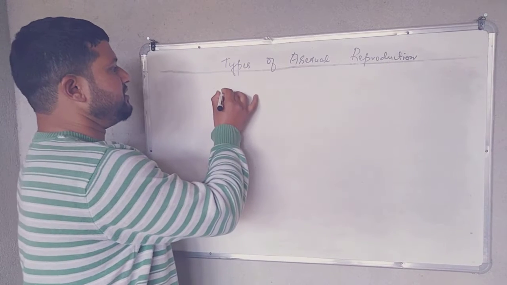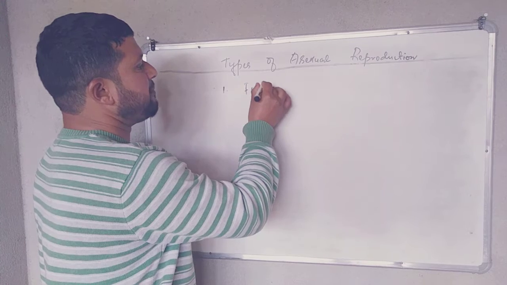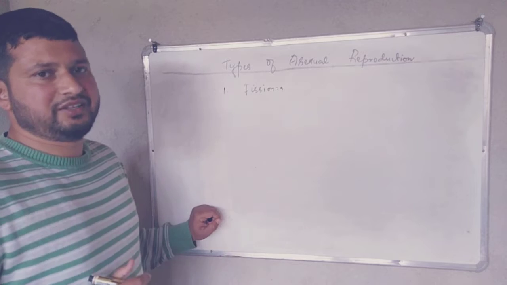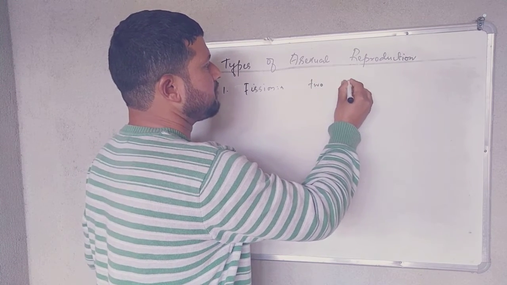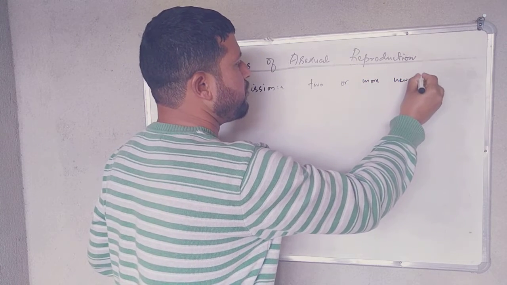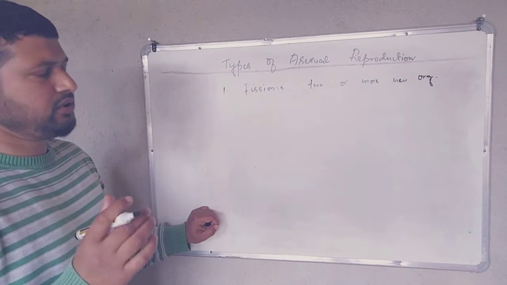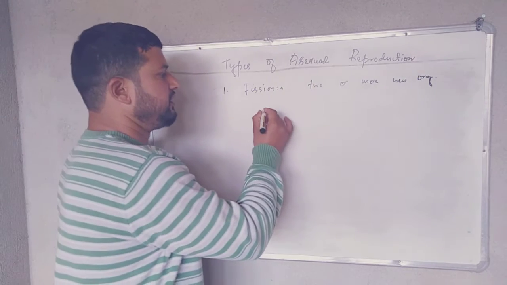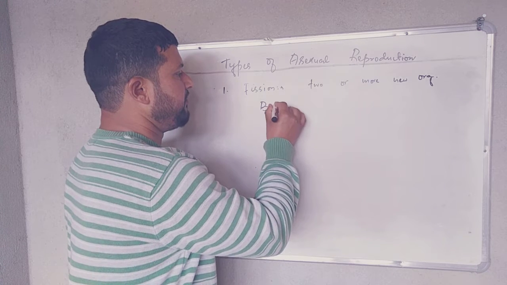The first type is fission. It's that type of asexual reproduction in which the body of the organism splits into two or more new organisms. And if the body of an organism splits to form two new organisms, that fission is termed binary fission.